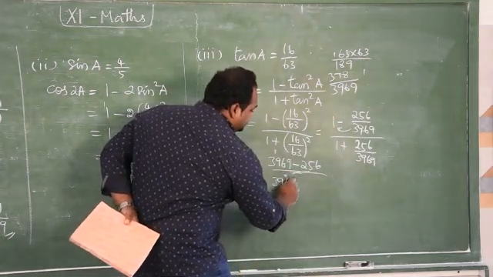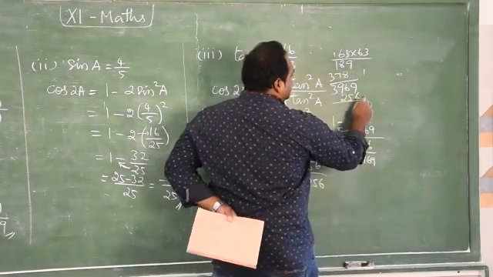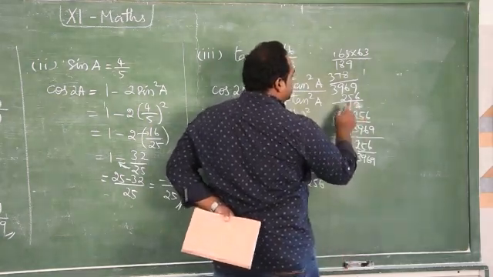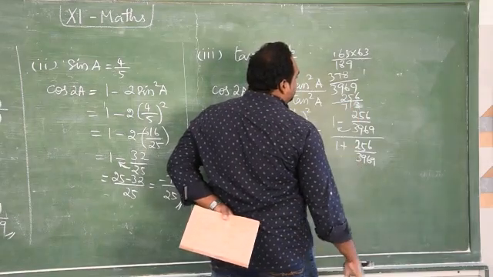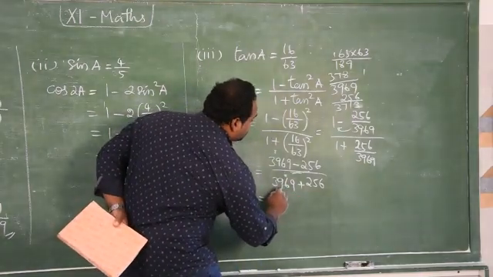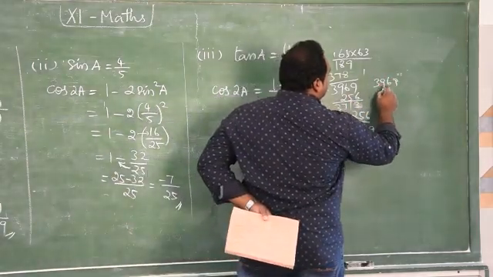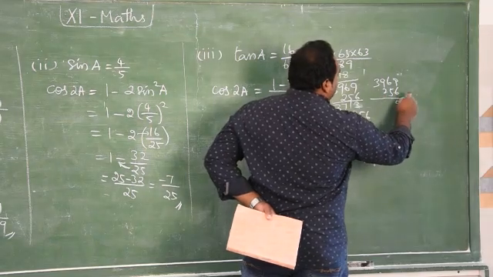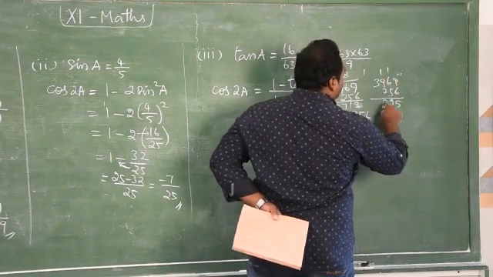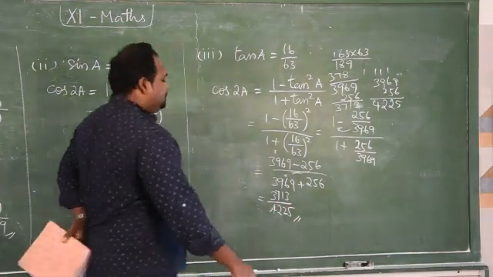This 3969 plus 256. So if I subtract 256 here, it is 3713 by, if I add 3969 and 256, it is 4225. So 3713 by 4225 is the answer.